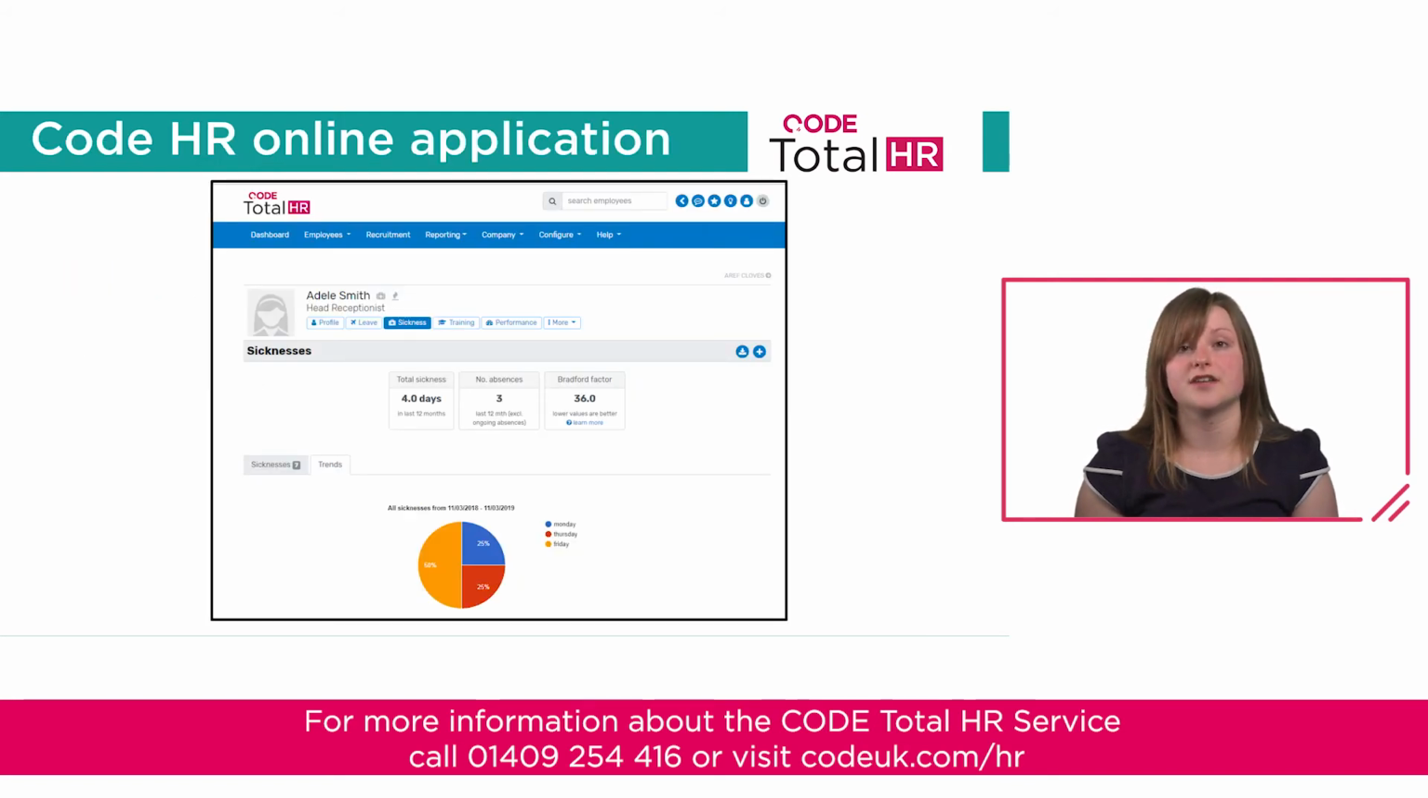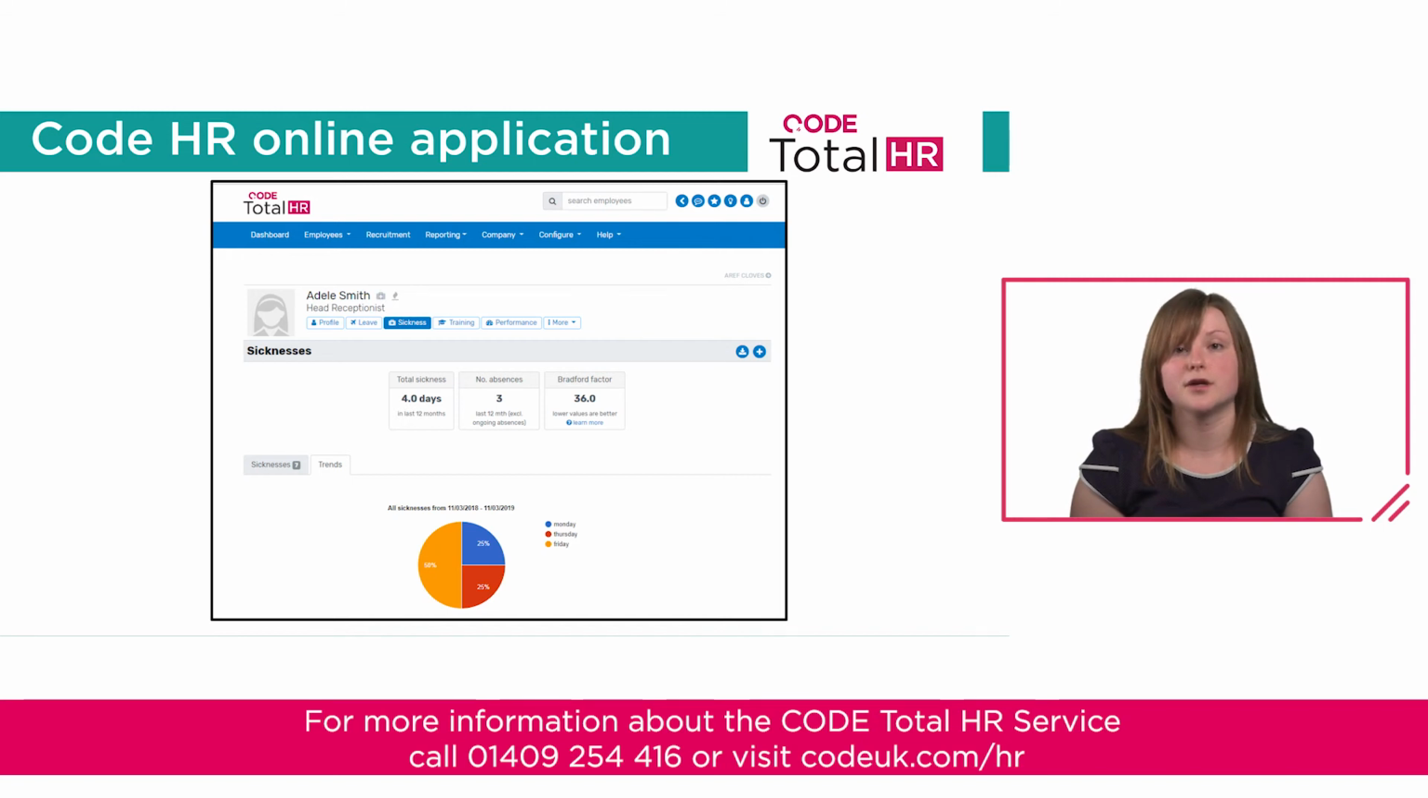Now, for our Total HR members, you may find it really useful to use the Cord HR online application that you'll have access to. As part of that application, on the team member's profile, there's a sickness tab. So you can record in there all the details of their absence. The system will then automatically calculate for you the total number of days absence, the total number of occasions, and if you use the Bradford Factor score, that's also calculated within the system.